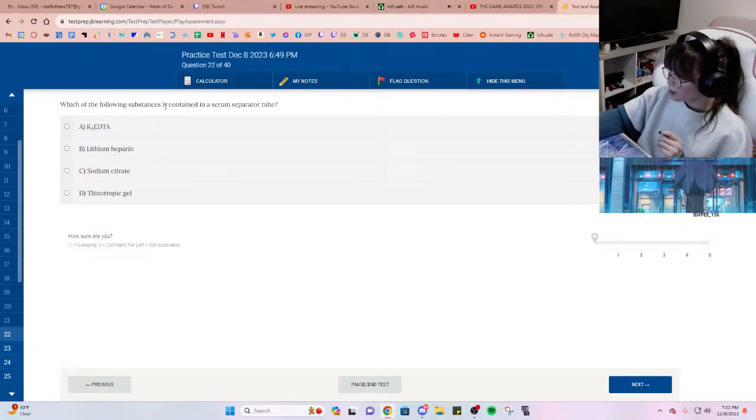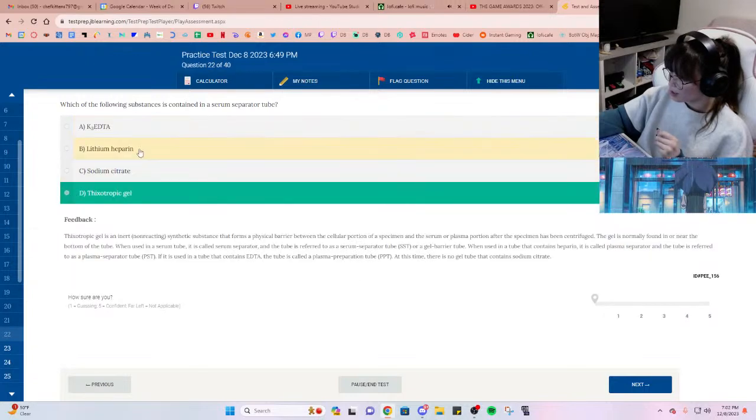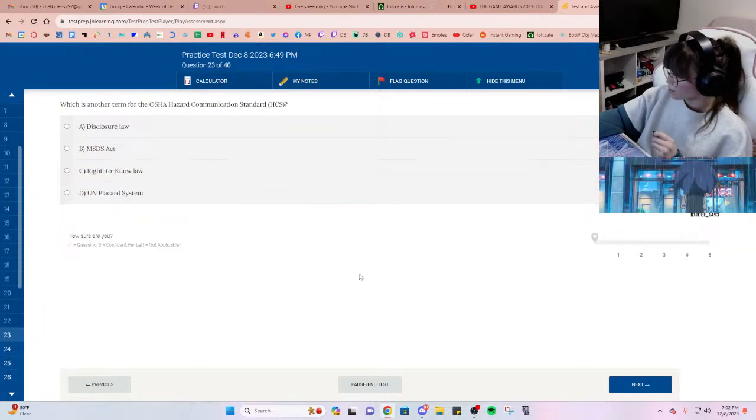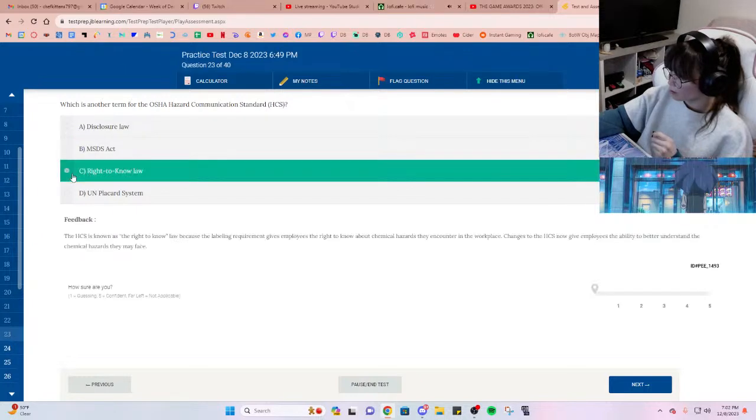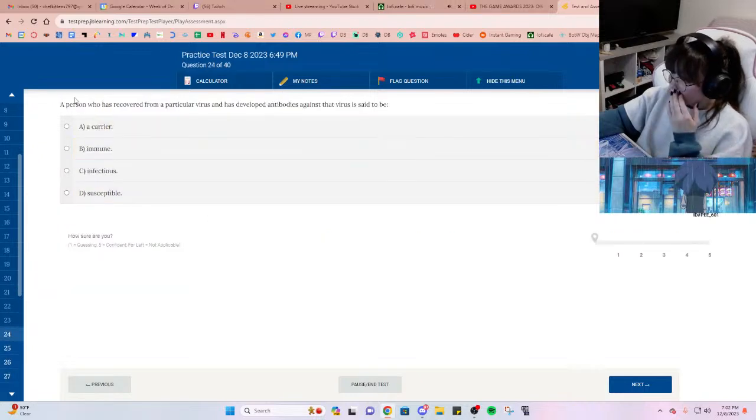Which of the following substances is contained in a serum separator tube? I think thixotropic gel. Yeah, because all of these are in anticoagulant tubes. Which is another term for the OSHA hazard communication standard? The right to know law? A person who has recovered from a particular virus has developed antibodies against that virus is said to be immune.